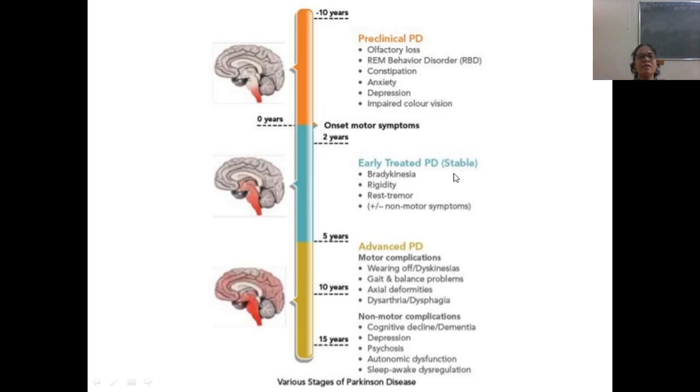see, in early treated Parkinson's disease, the patient will be stable, with bradykinesia, rigidity, rest tremor, and non-motor symptoms. See, at 5 years, the advanced stage, motor complications, varying dyskinesias, and gait and balance problems. At 10 years, axial deformities, dysarthria and dysphagia will be there. Non-motor complications up to 15 years after diagnosis: the patient will have cognitive decline and dementia, depression, psychosis, autonomic dysfunction, and sleep-wake dysregulation. This is the progression of Parkinson's disease.